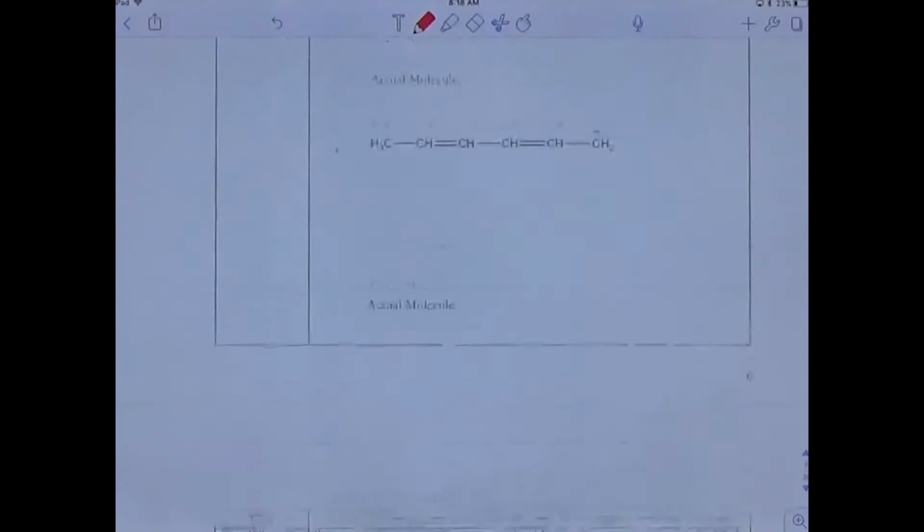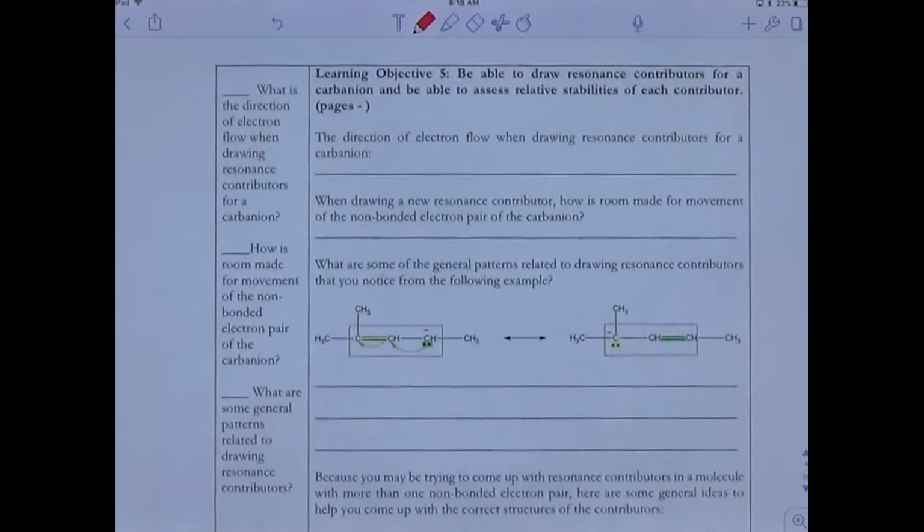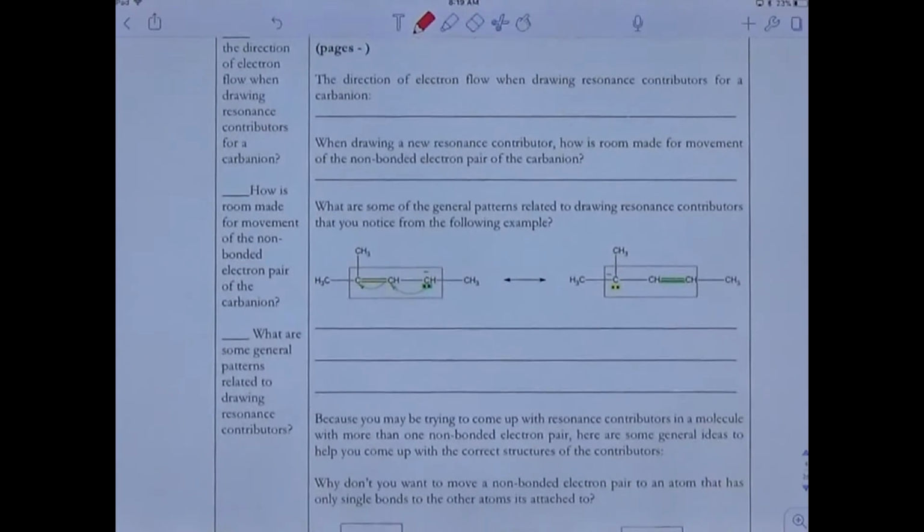Okay, I think we can get there. Then, direction of electron flow if you're doing a carbanion with resonance. What do you think? Goes away from the negative charge. Because remember, electrons are what you're moving. Electrons have a negative charge, so they always go away from a negative charge or they go towards a positive charge. But since we're talking about a carbanion here, it's going to go away from the carbanion, away from the negative charge.